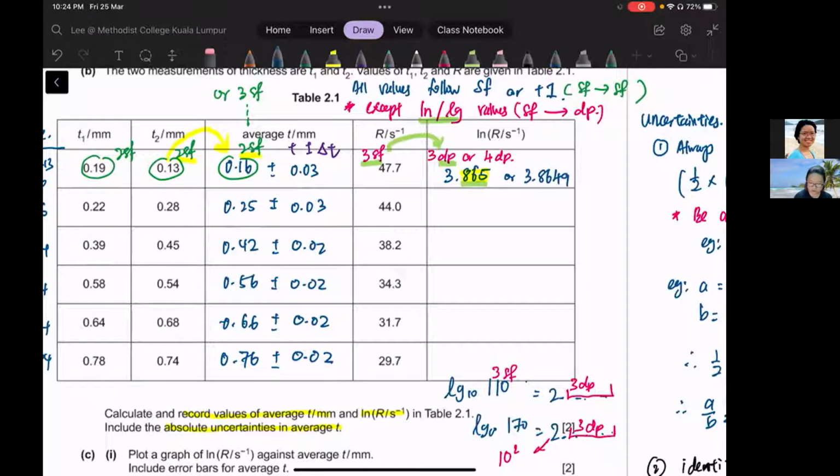So this will be 3.689. Is it? Oh no, 44. What to do? 784. Then 3.642.